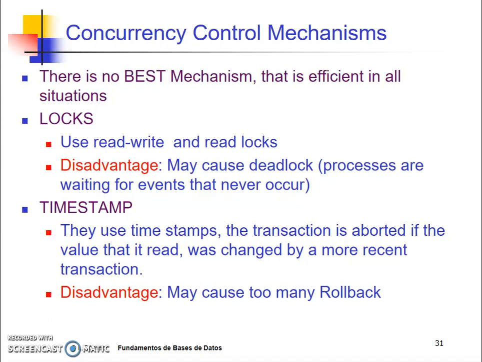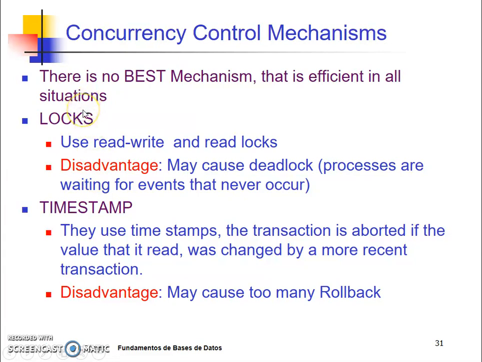How can we make sure that these transactions do not operate like that, causing problems? There are two concurrency control mechanisms. One is locks and one is timestamps. I cannot say which one is the best mechanism because all of them have advantages and disadvantages.